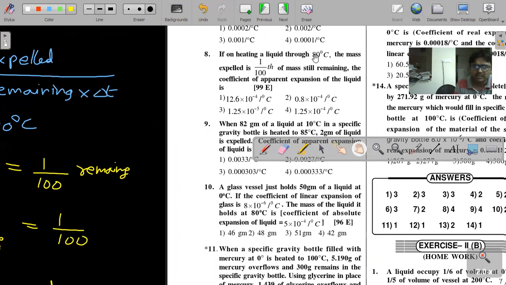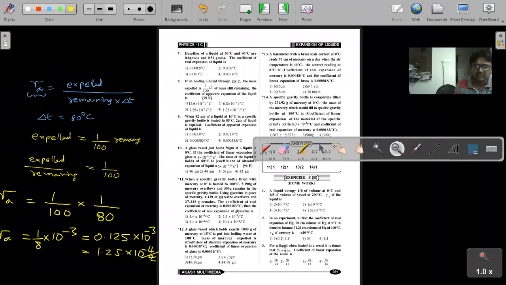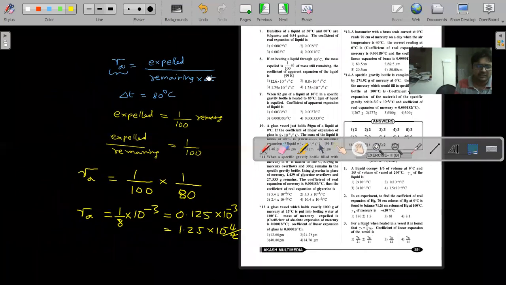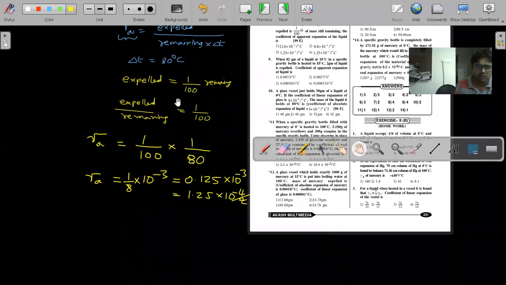Expelled is 1 by 100, temperature difference 80. Same data I posted here. And when I was done with this one, what happened? I substituted these things in the formula. Finally, I received 1 by 8 into 10 power minus 3, and its final value is 0.125 into 10 power minus 3. I can even write it as 1.25 into 10 power minus 4.